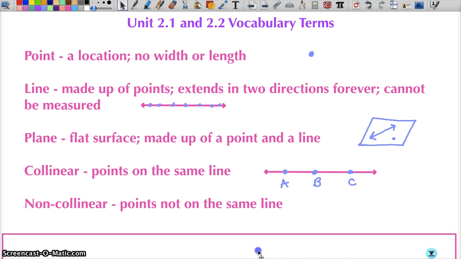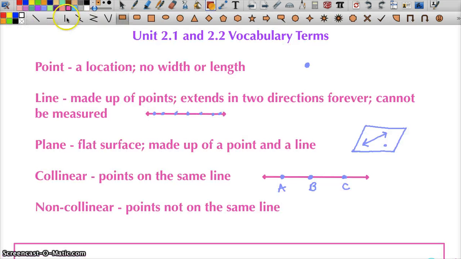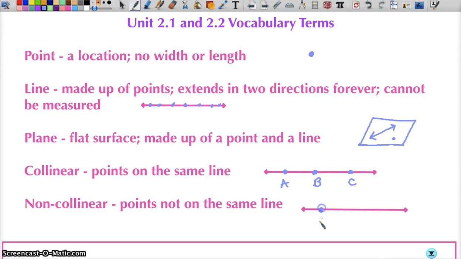And then we have non-collinear, and non-collinear would just be that they're not on the same line. So let's say I draw the line again, and then let's do A, B, and C, and then over here I'm going to make point D. Well, D would not be collinear with A, B, and C because it's not on the same line, and that's how you would use that definition.